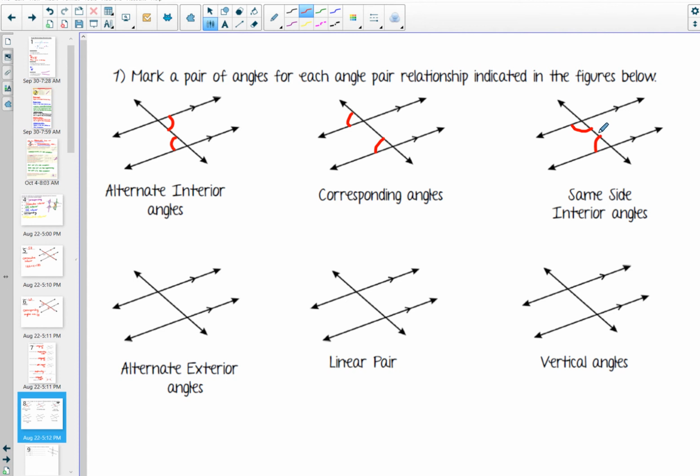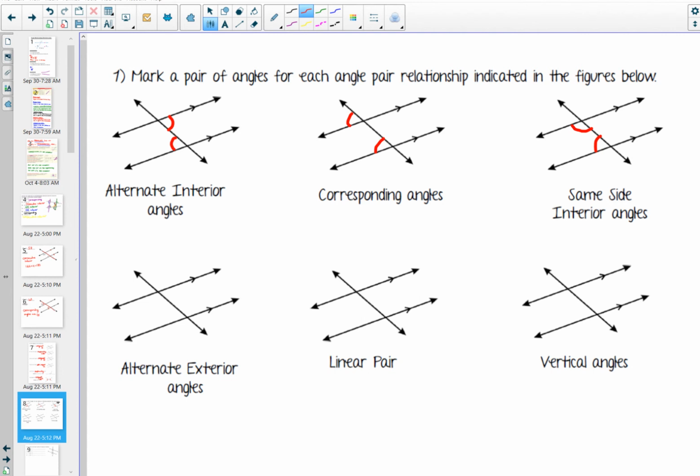Awesome. Okay, I'm going to make one minor correction to this. You picked the right angles, but that's not the correction I'm making. Look at my marking. Do you see I have one little arc there? That means they're congruent.